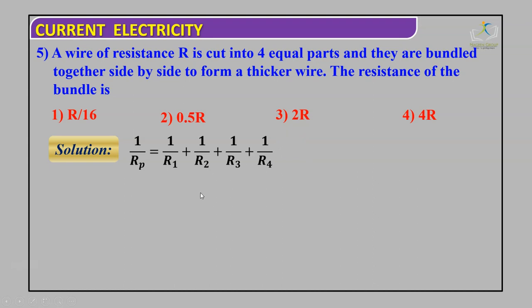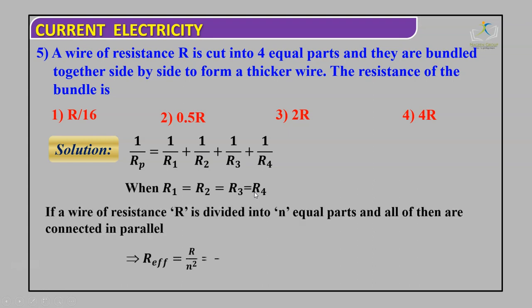So for parallel combination, we know this formula. We just put all these values over there and get the result. That is R effective is equal to 1 by n square R. So here the number of parts the wire is cut into is 4, so 1 by 4 square times R. So this will be R by 16. That means the correct option for this question is option 1.